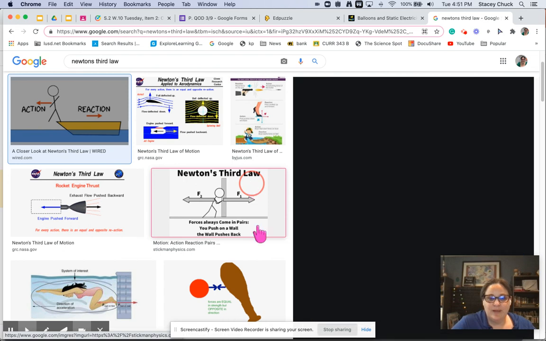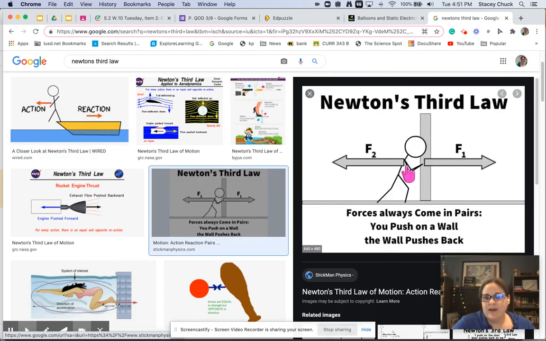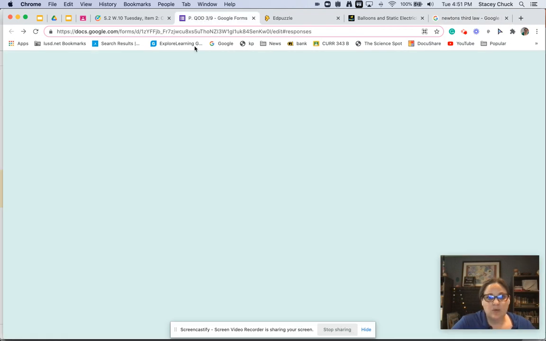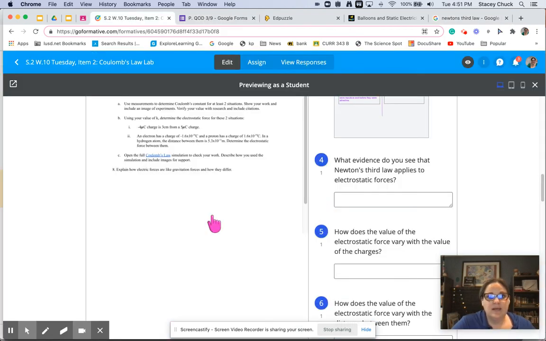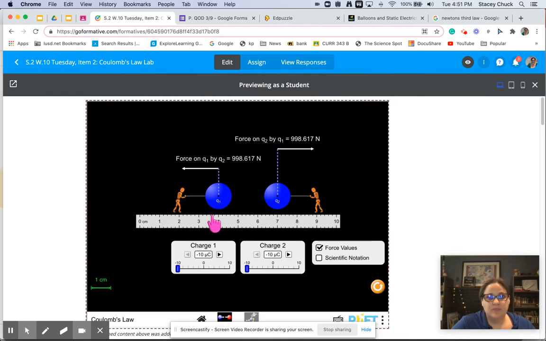Here's my wall picture. If I push on the wall with force 1, let's say 50 newtons, then the wall pushes on me with 50 newtons as well. So what do we see here that matches that? Well, we have two objects that have a force on them. The force is the same amount, and it's in opposite directions. So every force has an equal and opposite reaction force. And we can see that happening here.